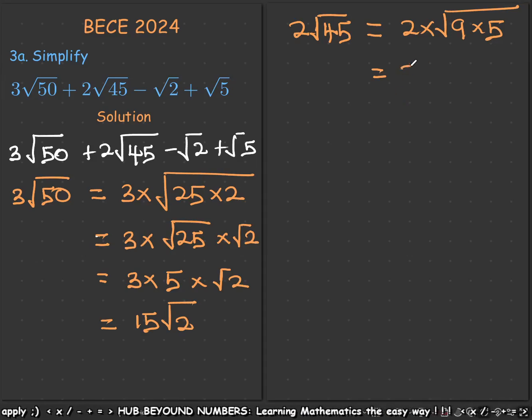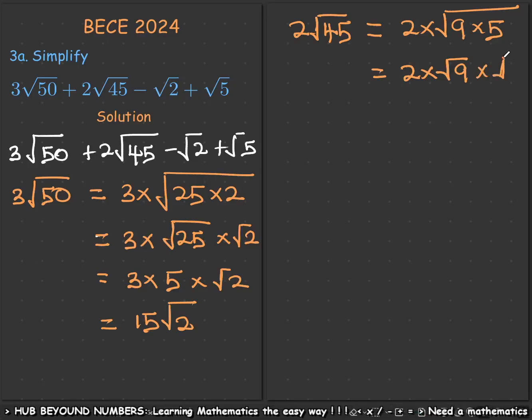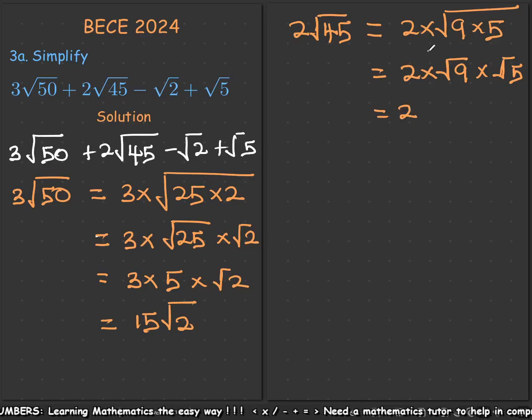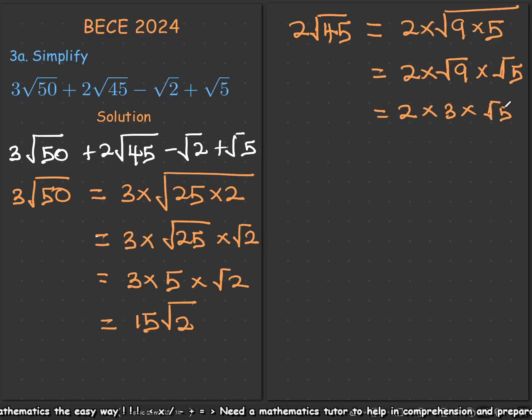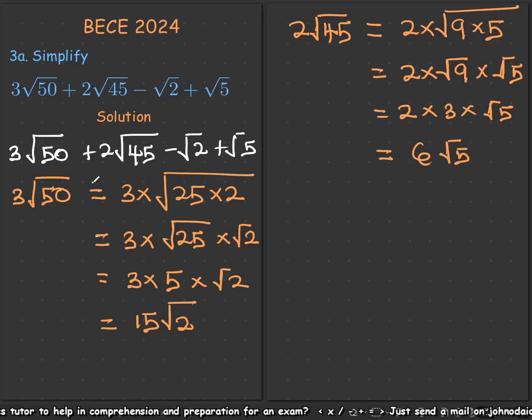So with that said, we now have 2 times the square root of 9 times the square root of 5. All right. So we have 2. The square root of 9 gives us what? A 3. Then we have square root of 5. Simplifying further, we are going to get 6 root 5. So now that we've been able to write all this in their simplified form, let's rewrite all this again.